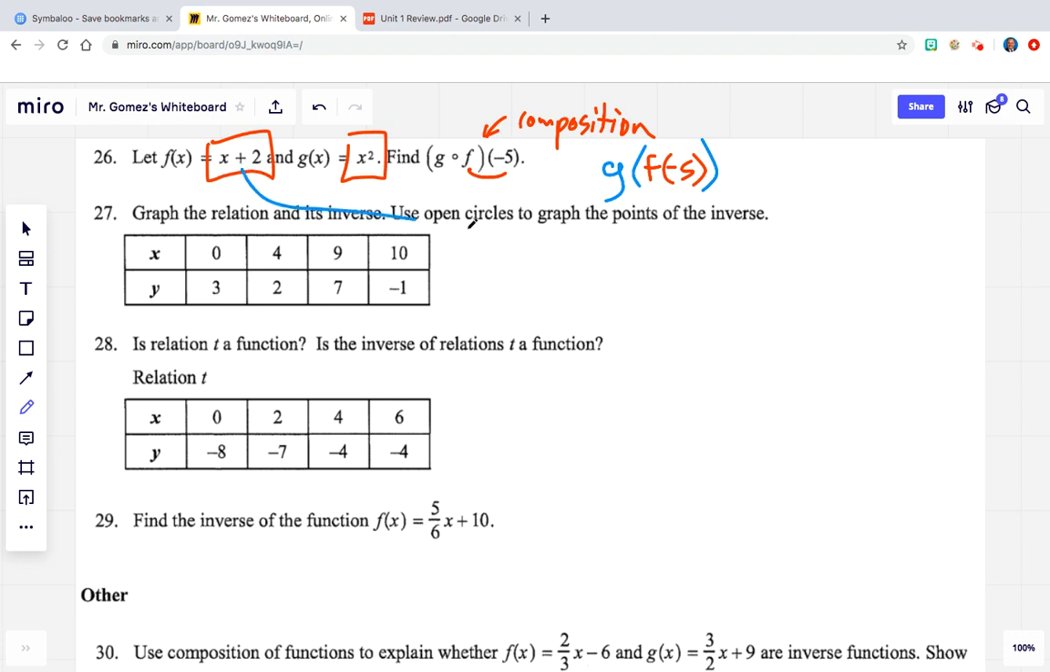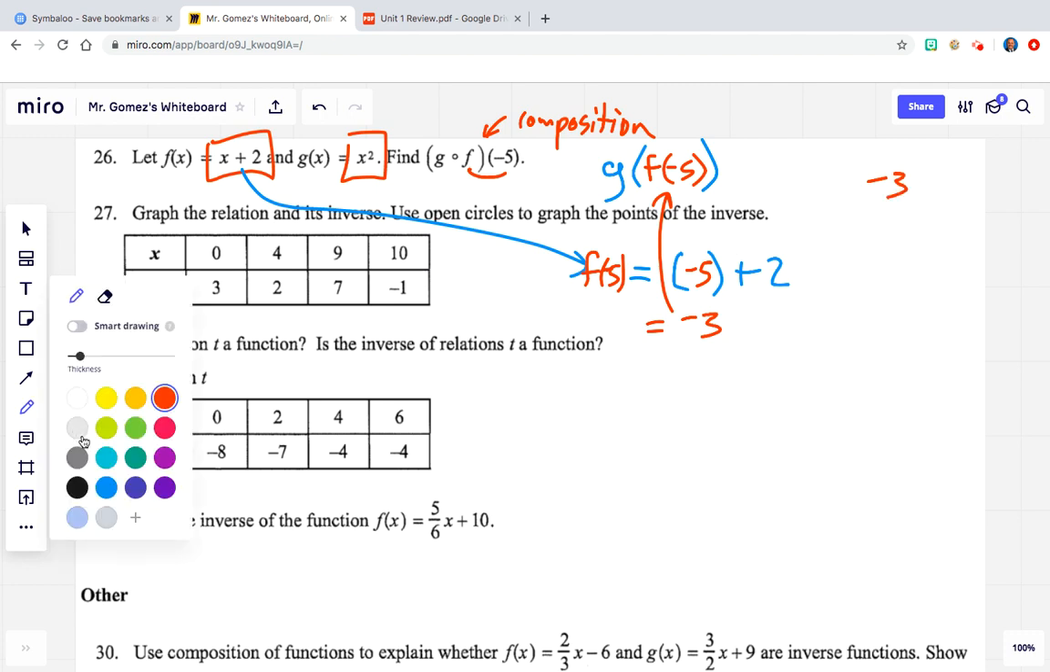So I'm going to use f of x, and I'm going to build the function. So where x is at, I'm going to leave a placeholder, basically, for this -5. Okay, so we'll put -5 here, and thus f of -5 is equal to -5 plus 2, which equals -3. So this piece right here ended up becoming a -3.